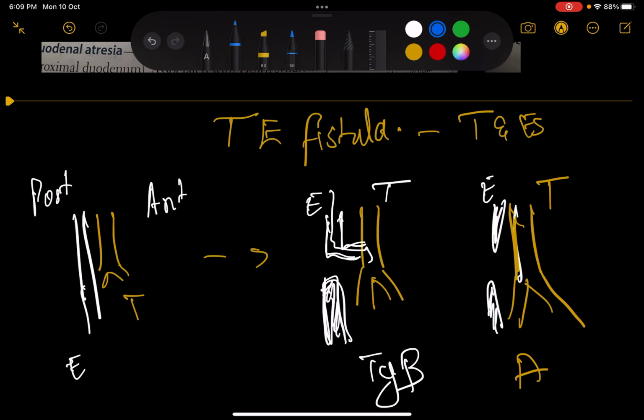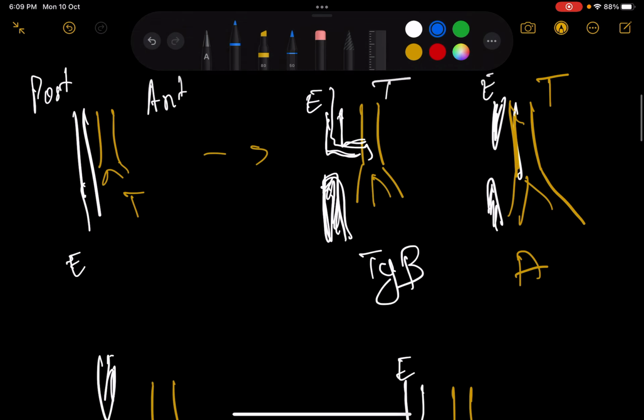Okay, so today's lecture is about tracheoesophageal fistula. And tracheoesophageal fistula, as the name suggests, is a fistula between the trachea and the esophagus, basically a connection. So this is the normal anatomy. This is the trachea in the yellow and esophagus in the white. The trachea is anterior, the esophagus is posterior, obviously.